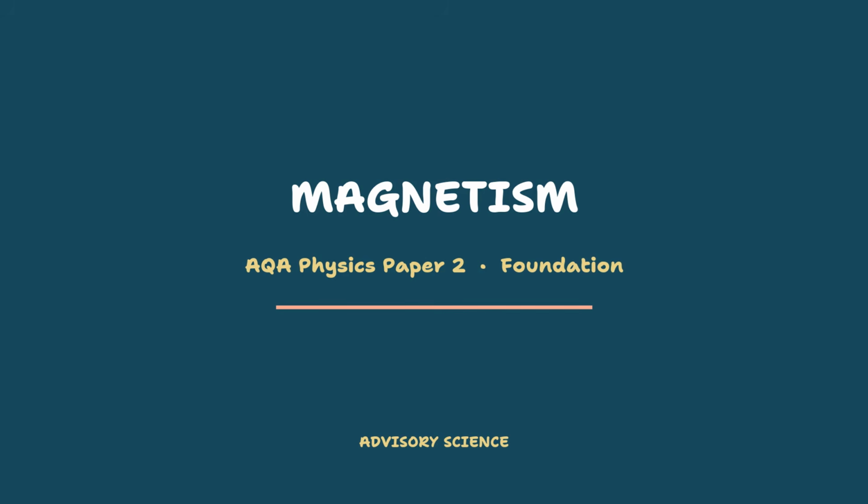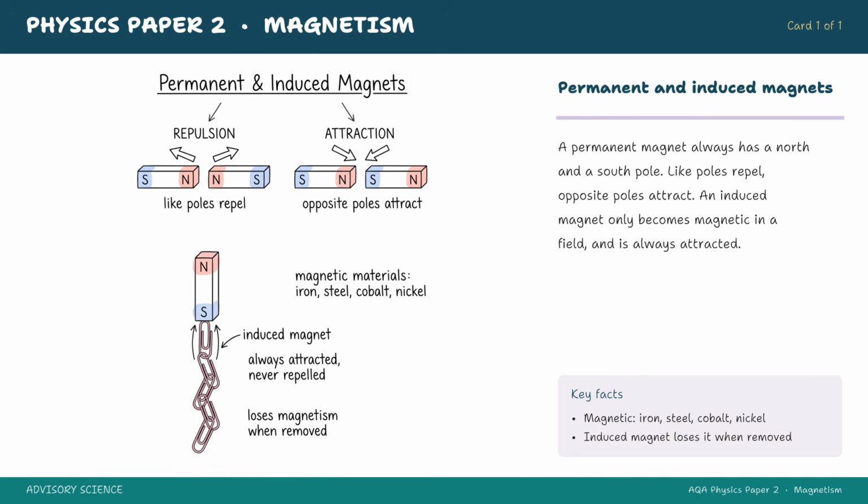Magnetism and electromagnetism. Permanent and induced magnets. A permanent magnet makes its own magnetic field all the time. It has a north pole and a south pole, and you can't have one without the other. Like poles repel, 2 norths or 2 souths push apart, and opposite poles attract, a north and a south pole together. An induced magnet is different.